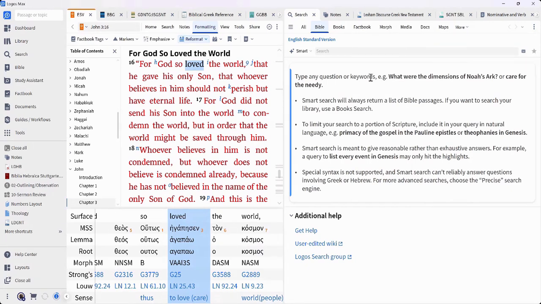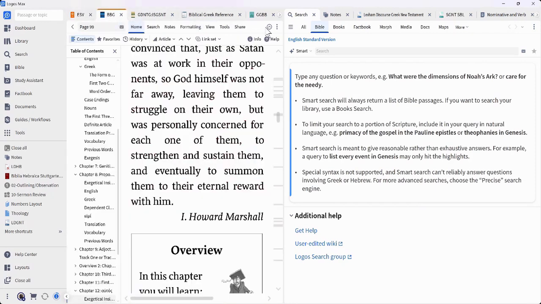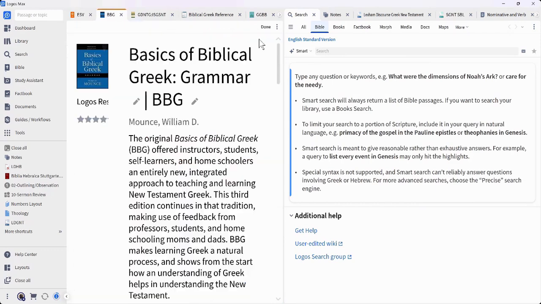So here are the resources that I use. Of course, I've got my ESV up here. I'll pull this up: Basics of Biblical Greek by Bill Mounce. I love it. I had it in seminary, and it still is a very useful tool that I often consult when I want to know some things about very basic things.